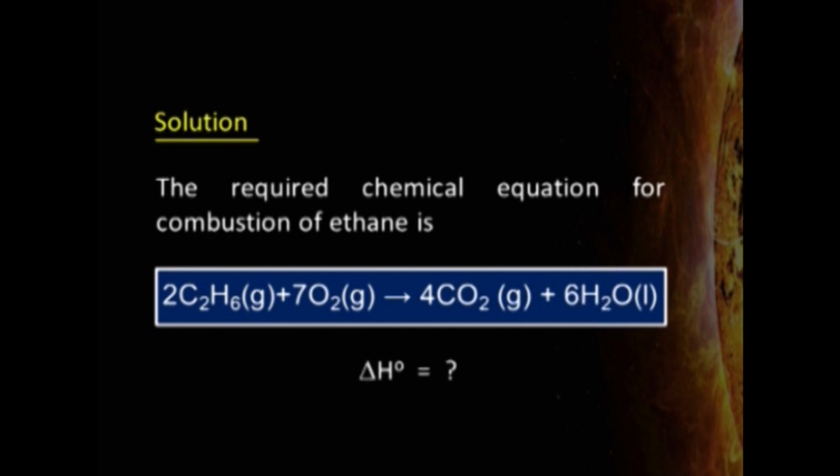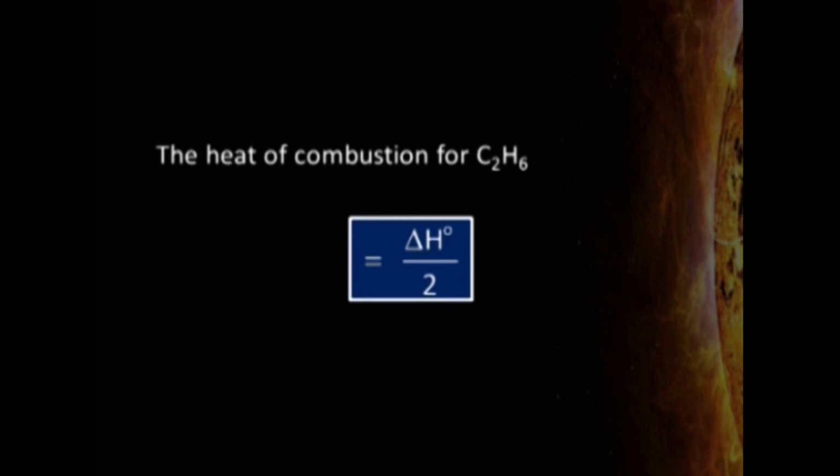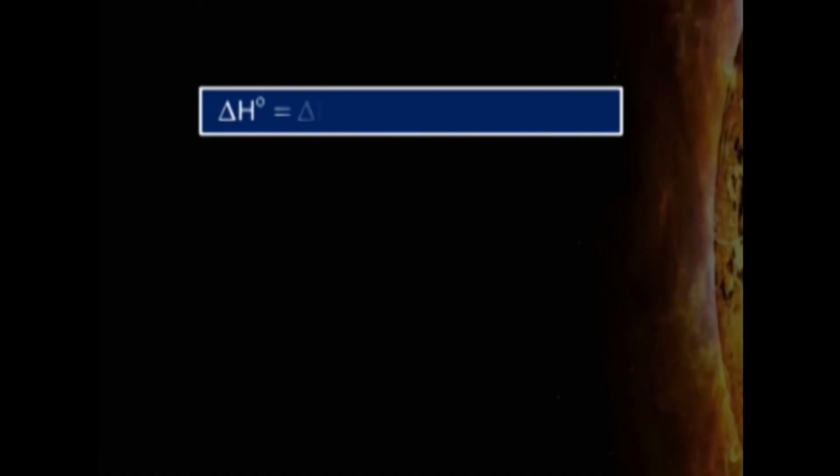Delta H naught for this reaction is not given. As the equation involves 2 moles of C2H6, hence the heat of reaction will not be equal to the heat of combustion for C2H6. So, the heat of combustion for C2H6 will be equal to heat of reaction divided by 2. To calculate heat of reaction, we can use the relationship delta H naught equal to delta H naught formation of products minus delta H naught formation of reactants.